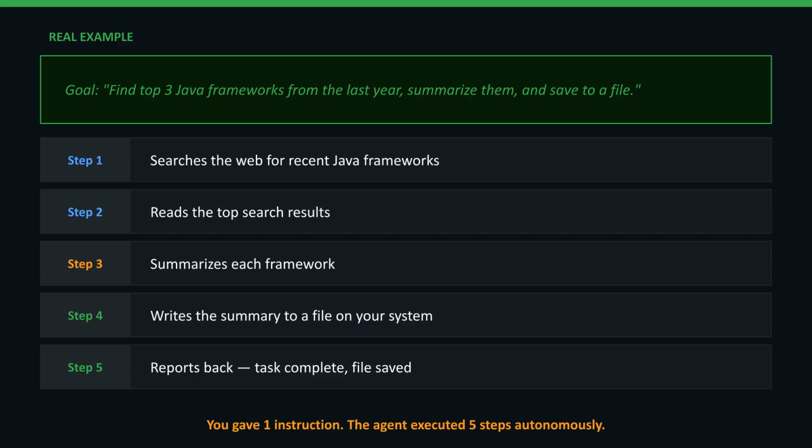Now, look at the 5 steps the agent takes. Step 1, it searches the web for recent Java frameworks. Step 2, it reads the top results. Step 3, it summarizes each one. Step 4, it writes the summary to a file on your system. Step 5, it tells you it is done and where the file is saved. You gave it 1 instruction. It executed 5 steps autonomously.